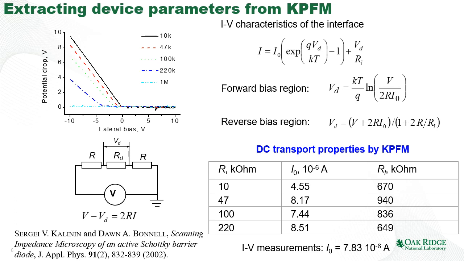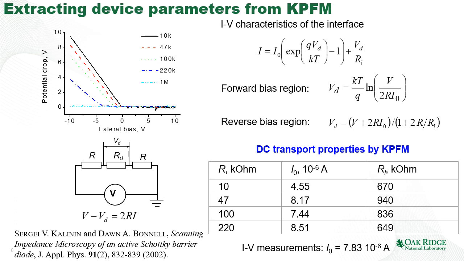So you can see that for a small current terminating resistance, 10 kilo-ohms, there is no potential drop for forward bias. And then there is a linear potential drop for negative bias. But when I increase the current limiting resistor from 10 kilo-ohm to 47 to 100, all the way to 1 mega-ohm, you can see that the onset of this curve shifts to negative biases, and the slope of these curves becomes smaller. So what's going on?